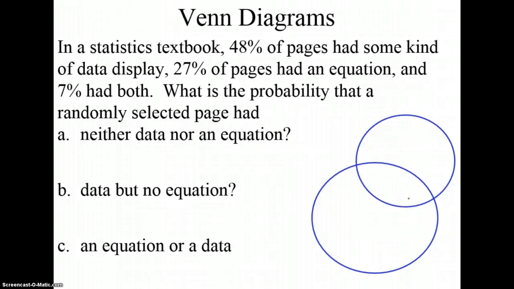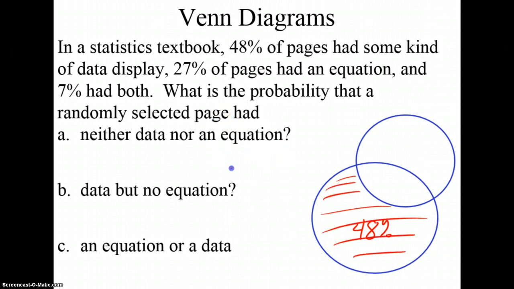48% of pages had some kind of data display, 27% had an equation, and 7% had both. And then we want some probabilities. So 48%, if we look at this giant circle, the entire circle is 48%. But if I label this 48, that is only pertaining to this part. Okay? And that's not 48.